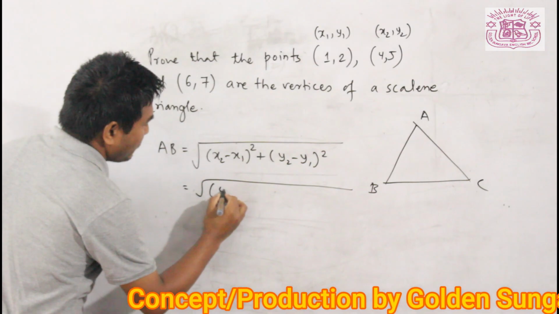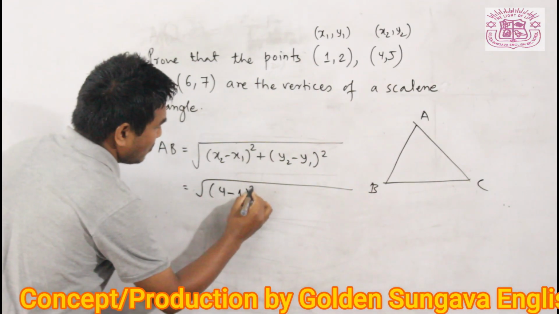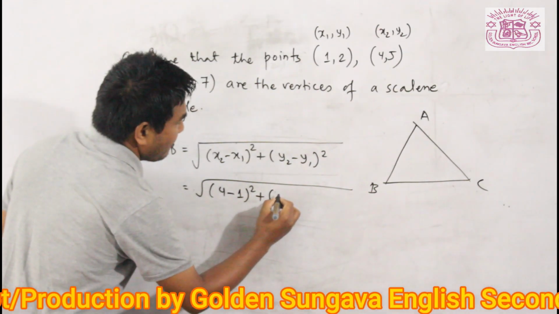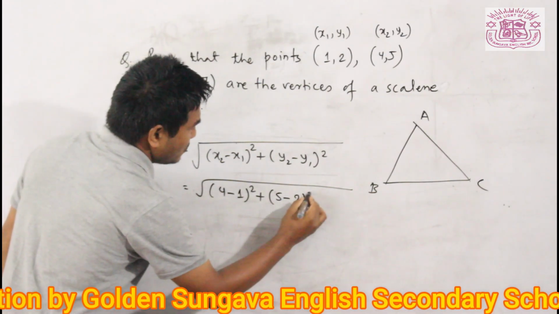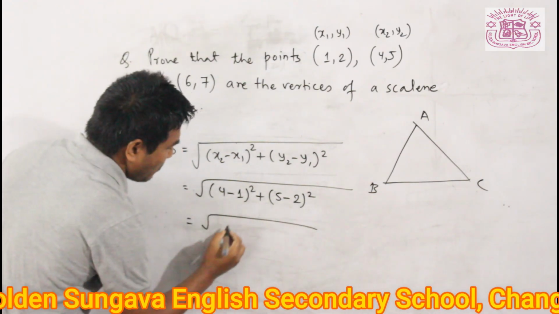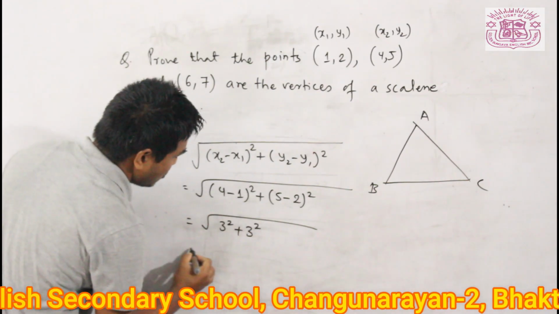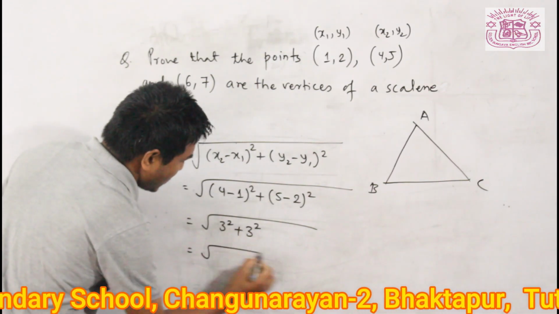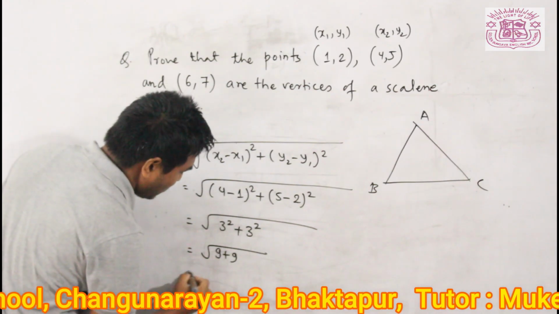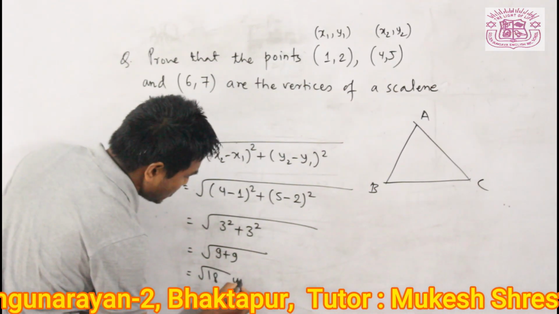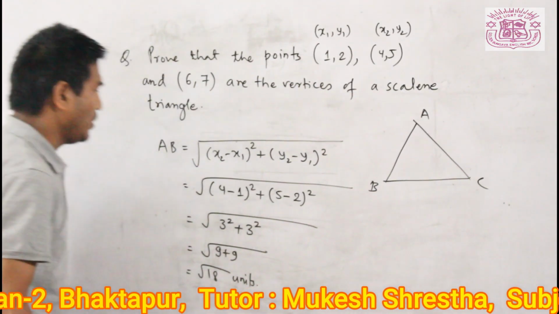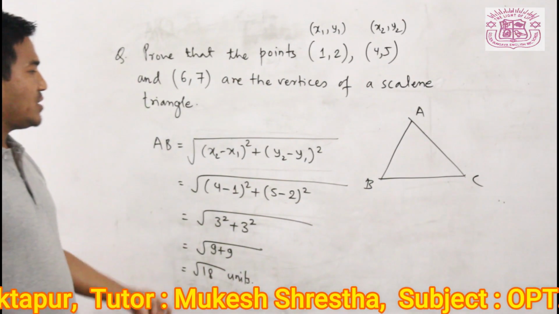That is x2 is 4 minus x1 is 1 whole square plus y2 is 5 minus y1 is 2 square. So this is 4 minus 1 is 3 square plus 5 minus 2 is again 3 square. So you will get 3 square is 9 plus 9, that is root under 18 units. So the distance between A and B is root 18 units.